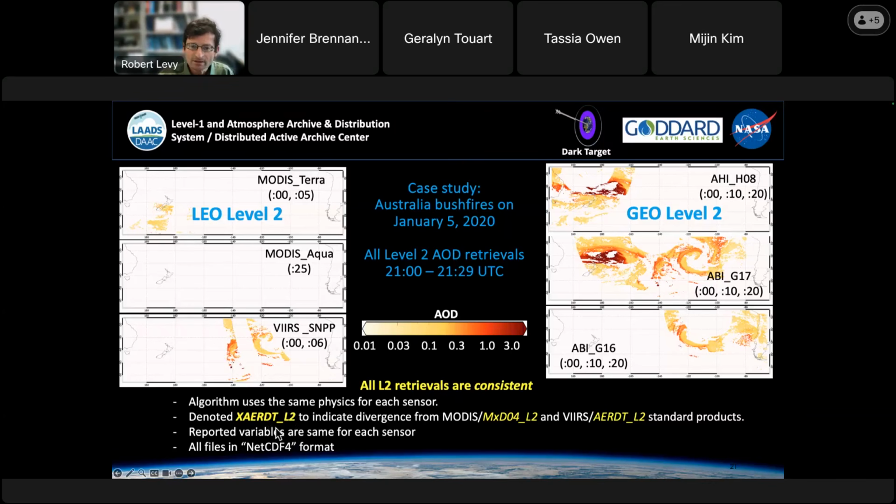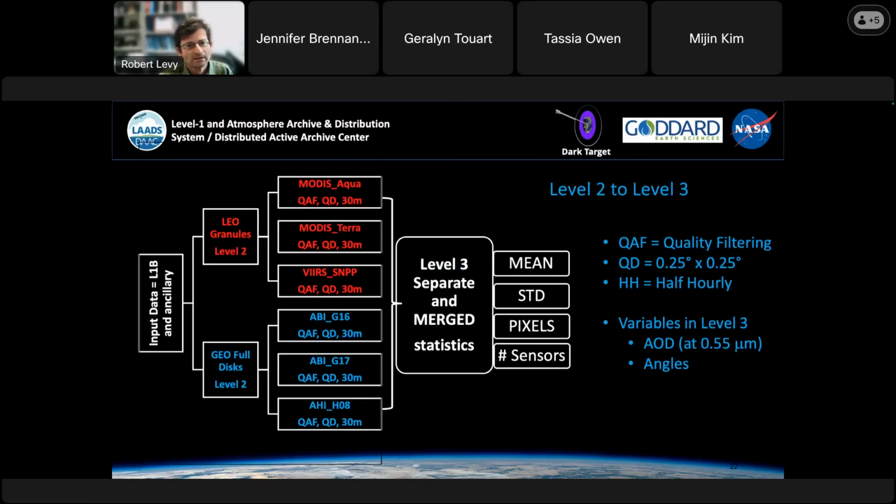We're denoting this product as XAERDT, to indicate divergence from what we've done with MODIS in the past and what we've done with VIIRS in the past, so that this is its own retrieval that might be slightly different than the traditional MODIS or VIIRS standard products. As we'll see, the reported variables are the same for each sensor, and all files are in the same format. So that's what we did for level 2.